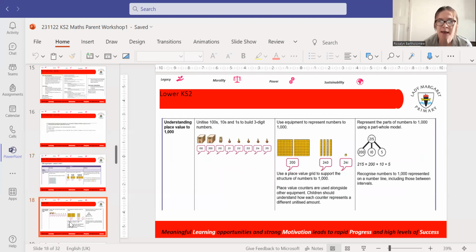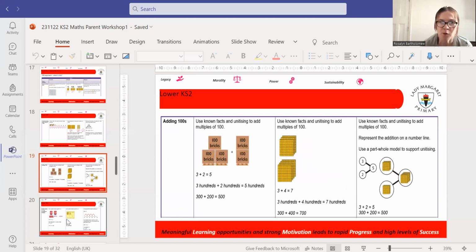When we're looking at understanding place value to 1,000, we might be looking at using hundreds, tens and ones to build 3-digit numbers, and then using Dienes equipment to represent numbers to 1,000. And then when we're looking at the abstract, we're looking at the part-whole model, which I'm sure you will have seen in your children's books.